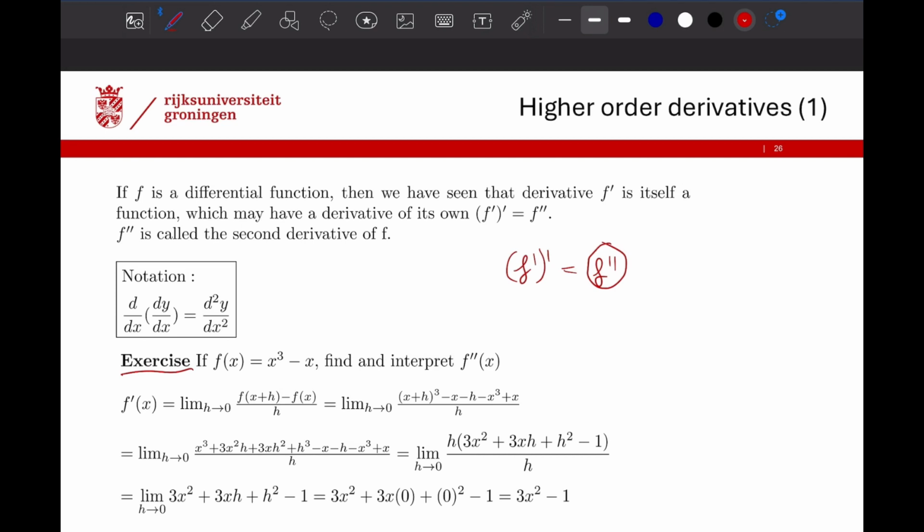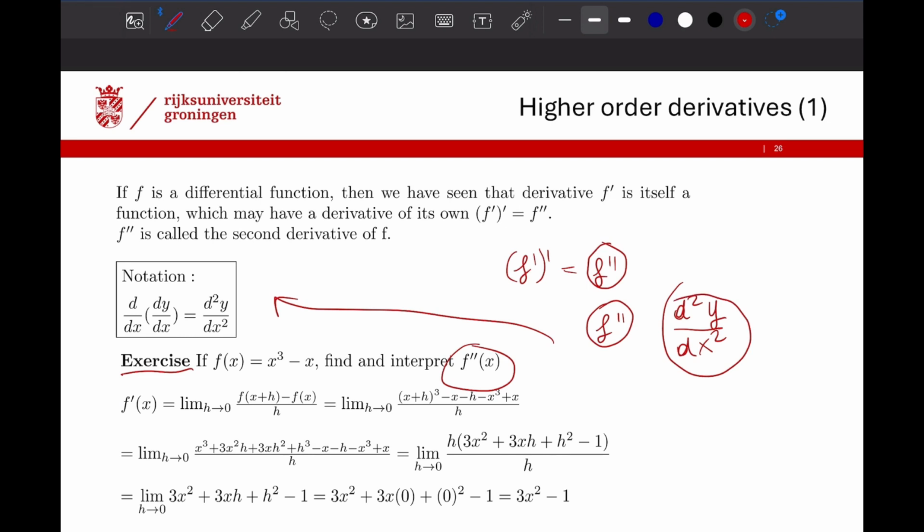So this exercise says: if f of x is equal to x cubed minus x, find and interpret the second derivative of f. About the notation, you can either write f with two prime signs. This is the second derivative of f. Something that you can also do is this: it's the second derivative of y with respect to x.